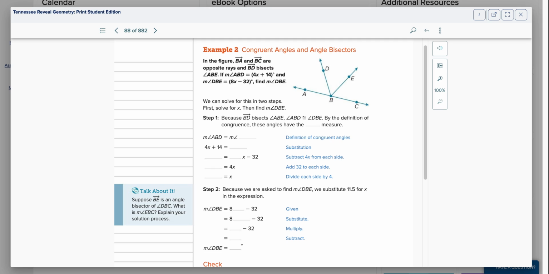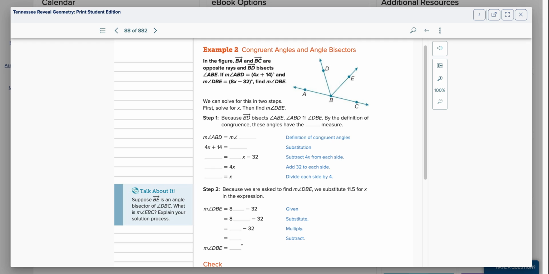All right, on the right. So not really sure what they're wanting here, but substitution. So I'm going to subtract 4x to the other side. If I subtract 4x from the 8x, I get 4x. And that just leaves 14 over here.